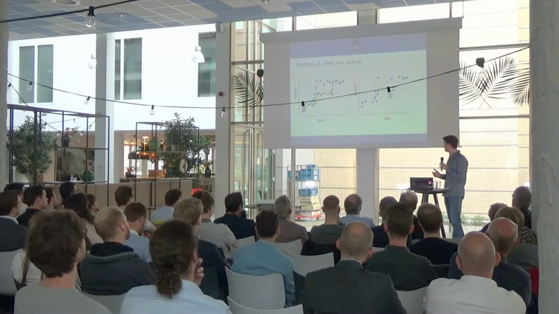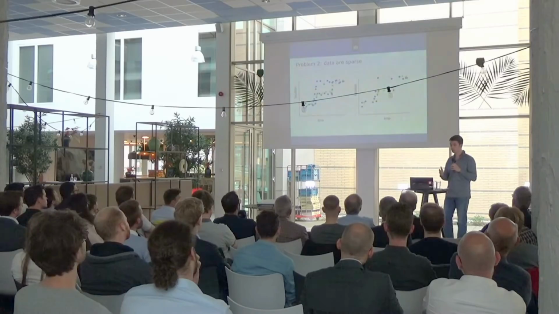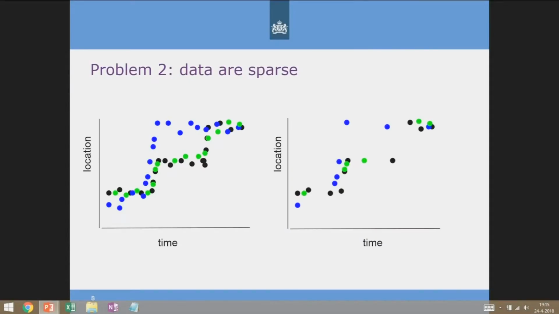Another problem is that the data are sparse. We only have data when people actually use their cell phone. Most people don't use their phone all day. Some people do, perhaps. So if you look at the figure on the left, let's say that each color represents a cell phone. On the x-axis we have time. On the y-axis, let me try out my laser beam, on the y-axis we have location.